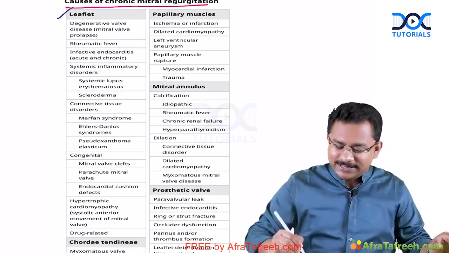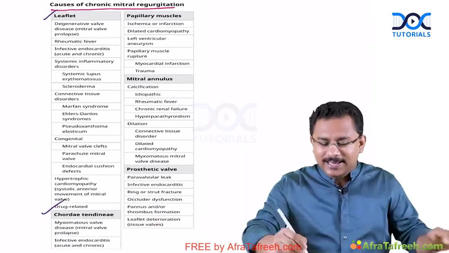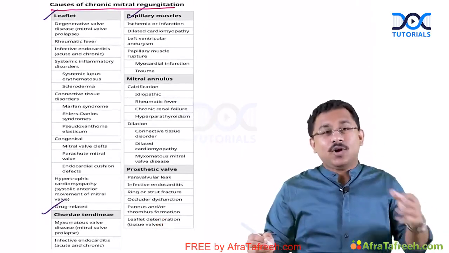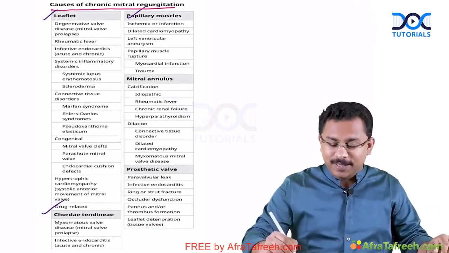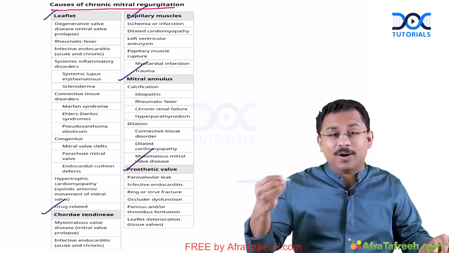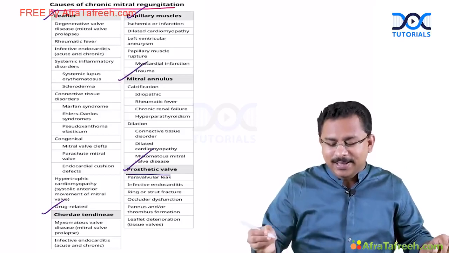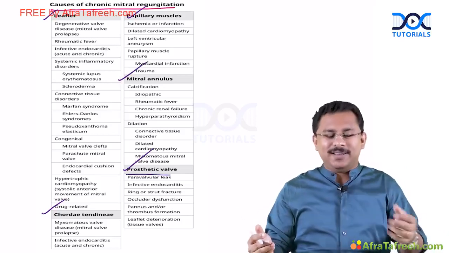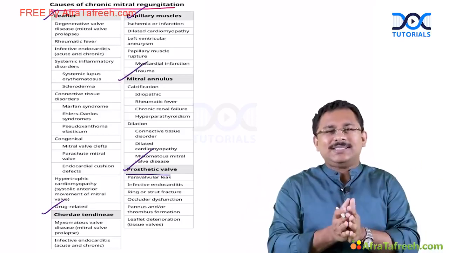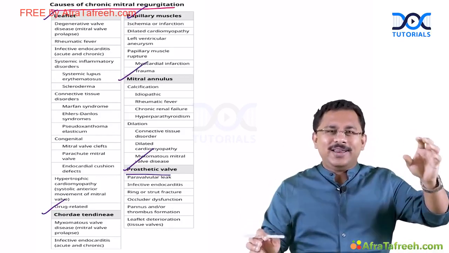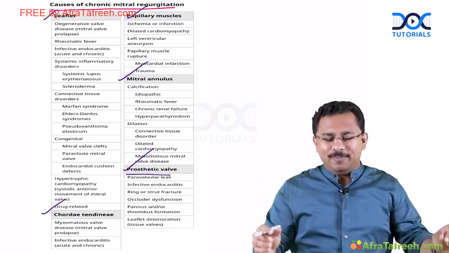Is it the leaflet? Is it the chordae tendineae? Is it the papillary muscles? And also it can occur as a part of the prosthetic valve. Yeah, I forgot to mention about mitral annulus as well. So varied etiologies, they can affect varied components of the mitral valve apparatus.